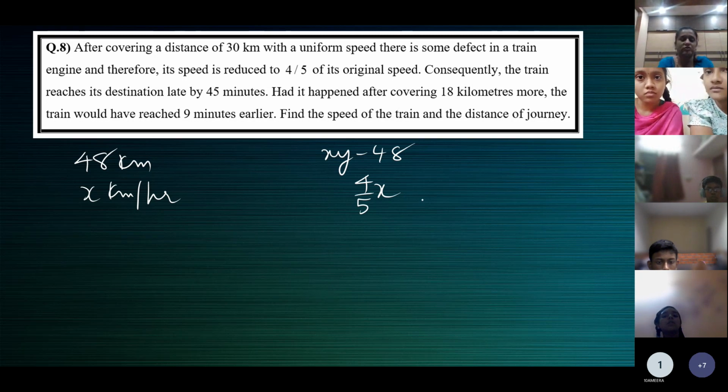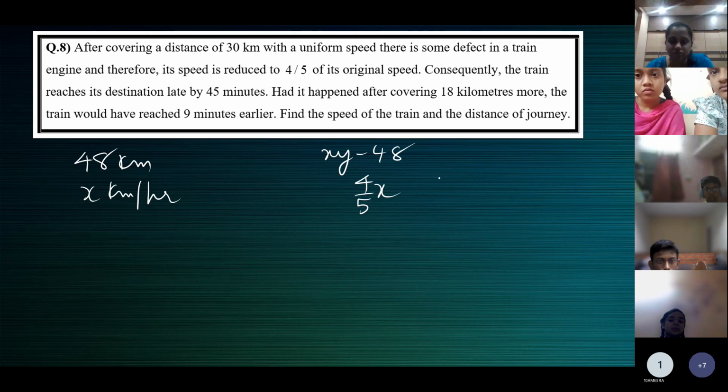4 by 5x is the reduced speed. What's the total time taken? It was earlier delayed by 45 minutes. Now it reaches 9 minutes earlier. That means the delay is only by 36 minutes. 45 minus 9, 36 minutes.